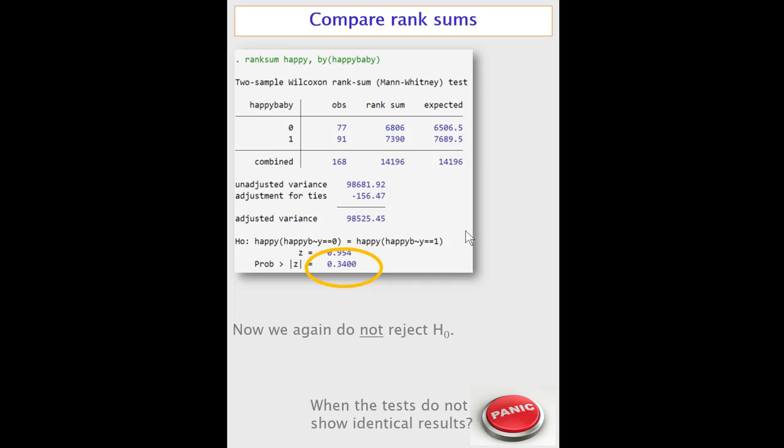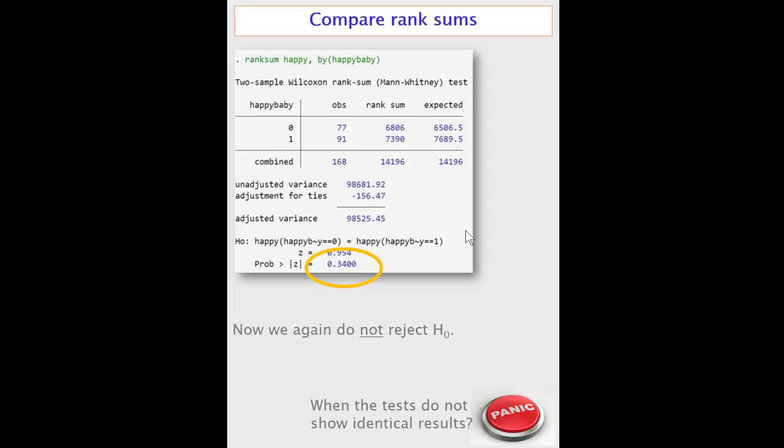So here's how that goes. Ranksum is the command. Ranksum happy by happy baby. A two-sample Wilcoxon rank-sum Mann-Whitney test. Okay, 77 observations in the one, 91 in the other. These are the numbers added of all the rank sums. These are the numbers that you would expect if 0s and 1s would be randomly distributed. And you see here that these numbers are slightly different, but not so much.